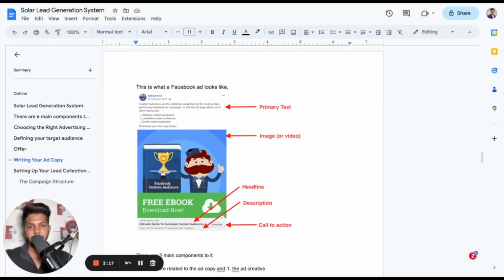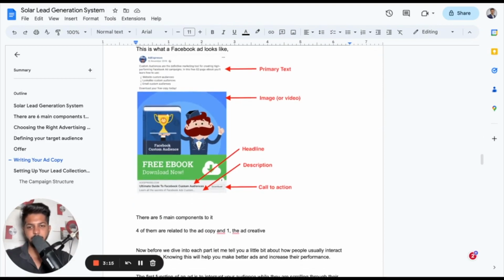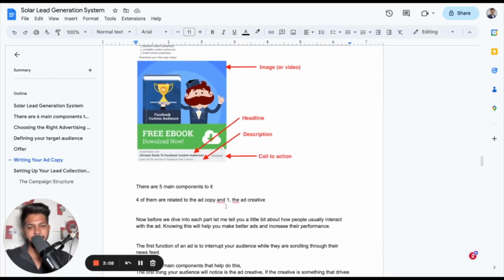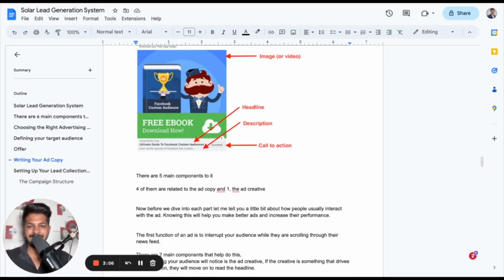This is what a Facebook ad looks like. There are five main components to it. Four of them are related to the ad copy and one the ad creative. Before we dive into each of the parts, let me tell you a little bit about how people actually interact with your ad. Knowing this will help you make better ads and increase their performance.